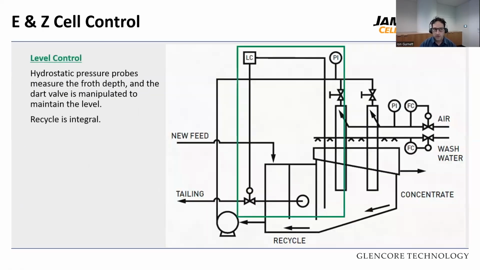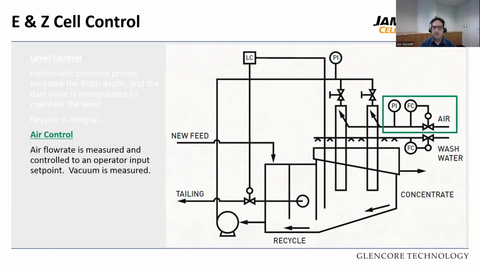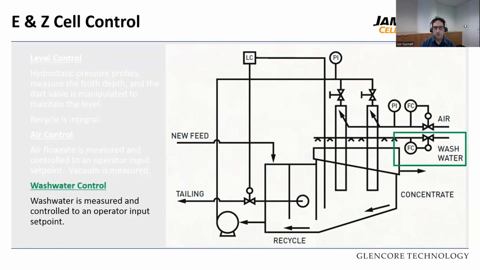Now, for control, we have those 3 levels of control as we've mentioned. We have level control, so we have hydrostatic pressure probes that will measure your froth depth, and we have 2 in there to manipulate for density change, and this helps us control the recycle. We have air. Air is a very simple control loop. It's measured, controlled to an operator input, vacuum's measured, and we just change an open and closed butterfly valve. And wash water control, we measure how much water we're adding, and then get an idea of how it looks in the field.